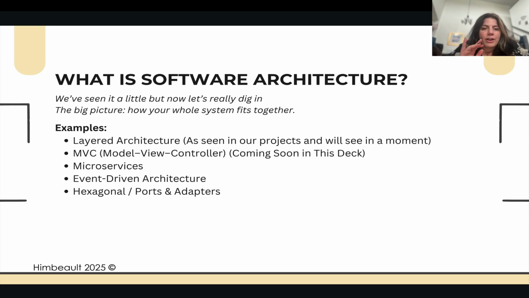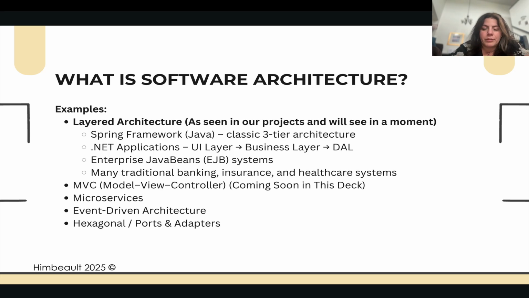So I've got 5 here: layered architecture, MVC, microservices, event-driven architecture, and hexagonal, or ports and adapters. We're going to talk about all of these. The layered architecture we'll start with, but really that's what we've been doing in our projects, right? This isn't going to be the first time we've heard this word.